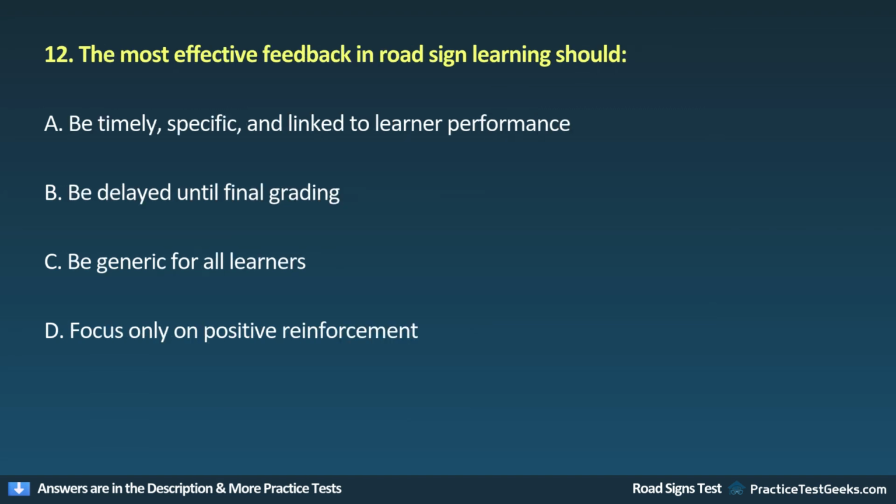12. The most effective feedback in road sign learning should: A. Be timely, specific, and linked to learner performance. B. Be delayed until final grading. C. Be generic for all learners. D. Focus only on positive reinforcement.